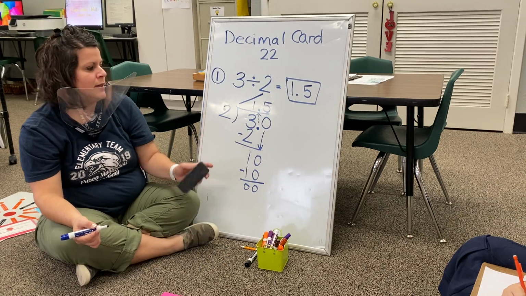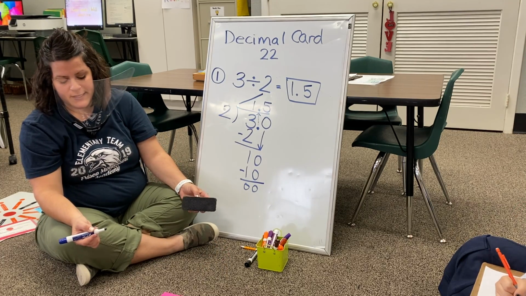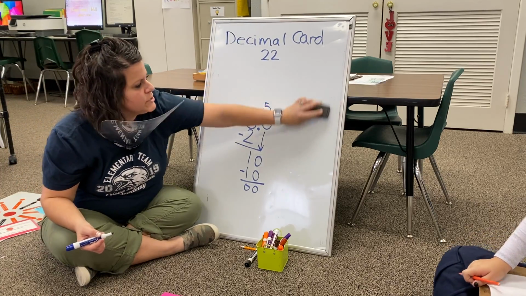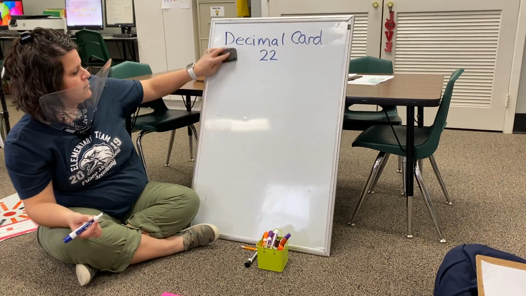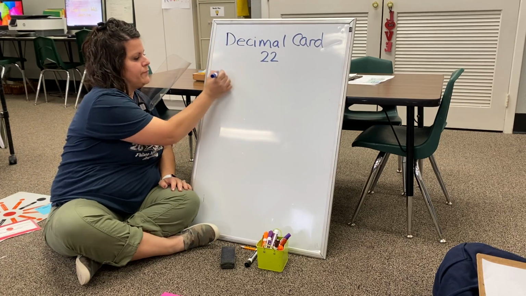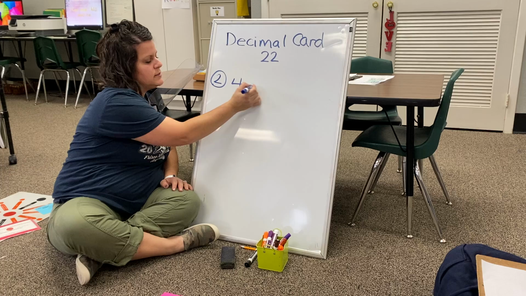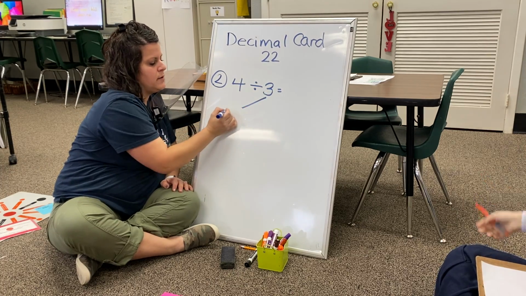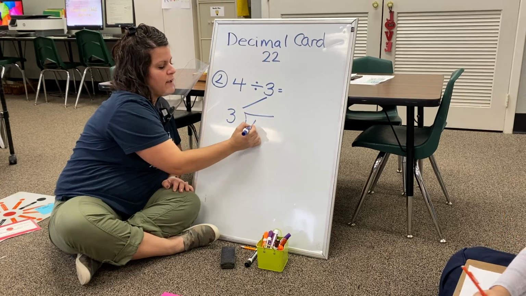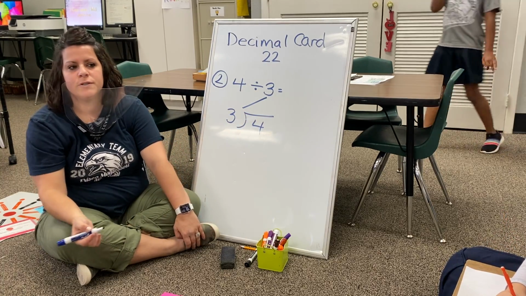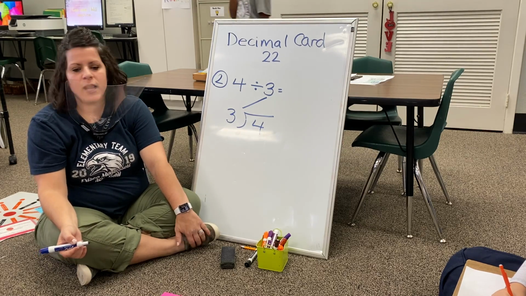Okay. Can I erase? Okay. Number 2 is 4 divided by 3. So I need to rewrite it in long division. And it will look like this.